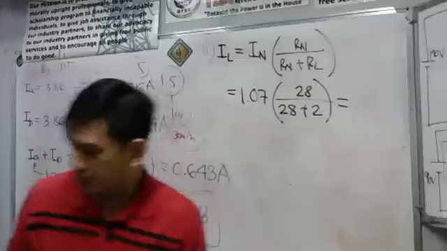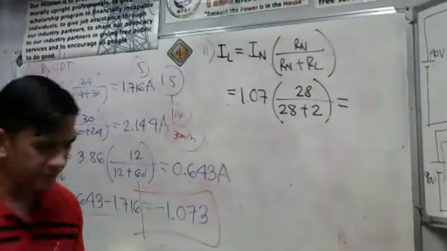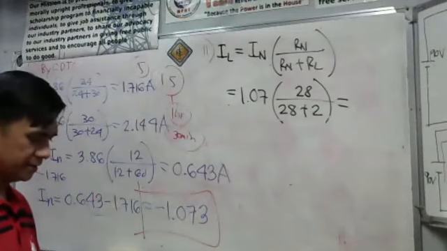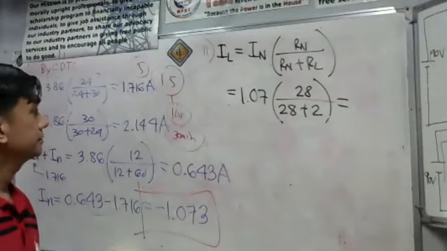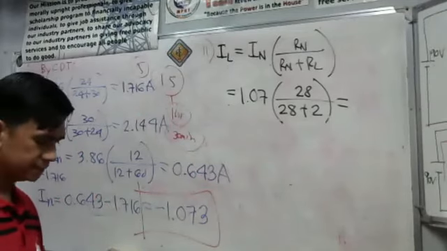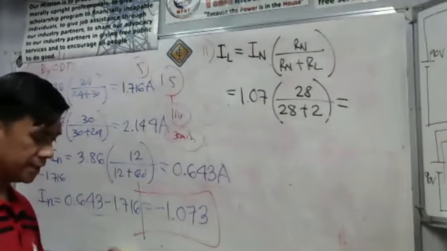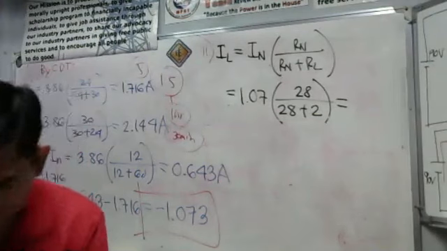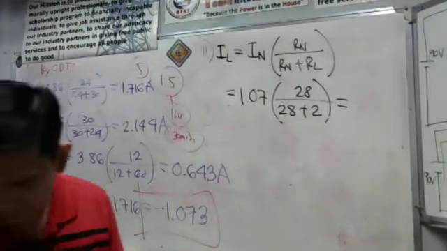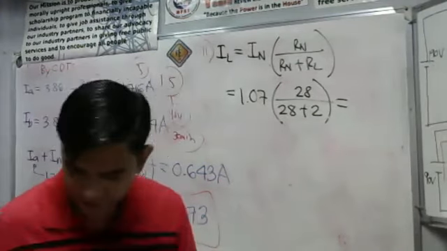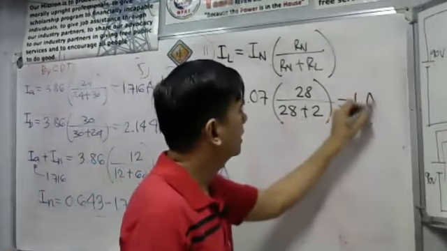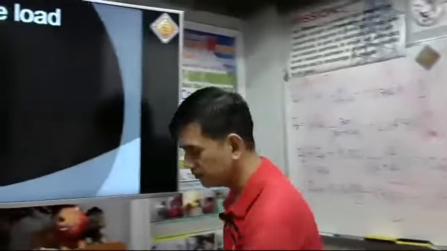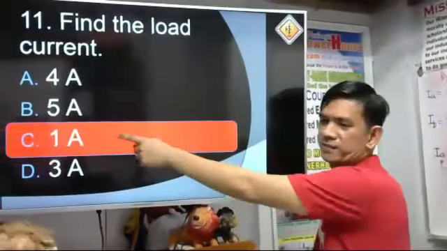So what is our IL equal to? Let us make use of our calculator. We have 1.07 times 28 divided by, well, that's actually just 30. That equals approximately 1, because it is 0.9986666. So, approximately that is 1 ampere. The answer in our PowerPoint is there you are, 1 ampere.